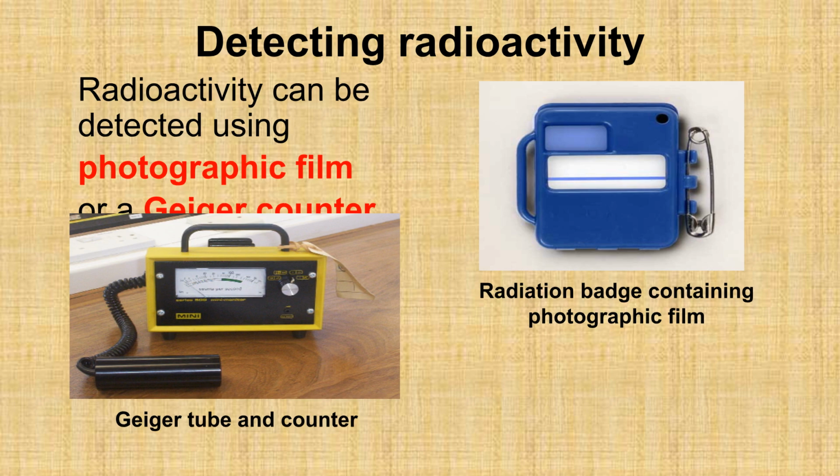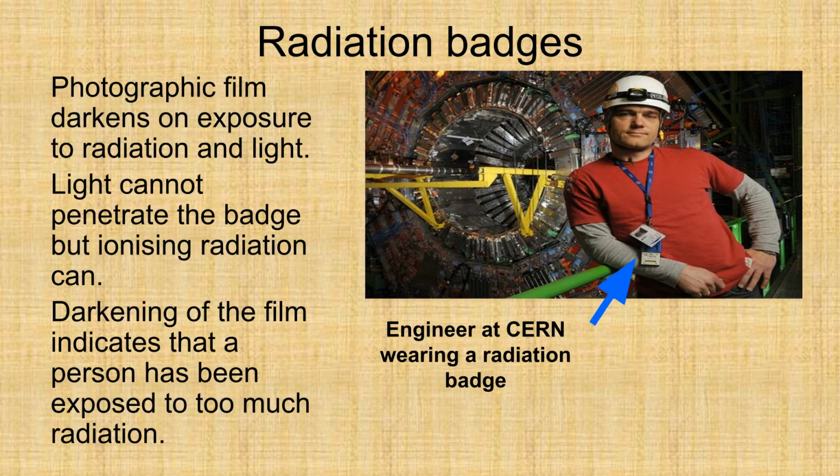Examples include a radiation badge containing film and a Geiger tube with its counter. Photographic film darkens when exposed to light and radiation. Only ionizing radiation can penetrate the badge, so darkening indicates a person has been exposed to radiation.